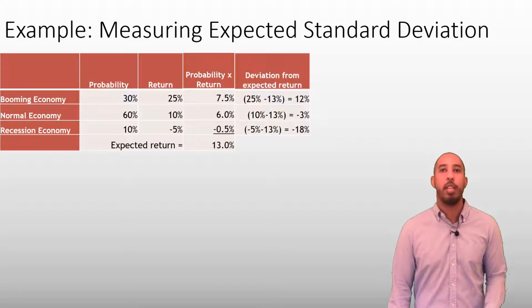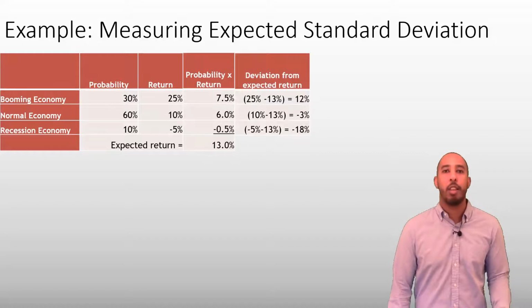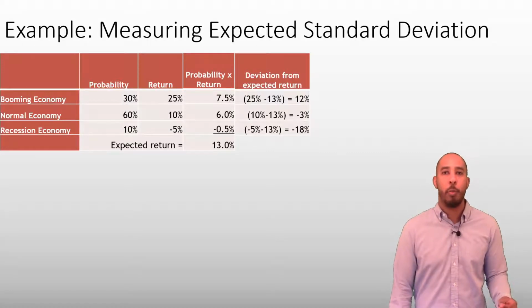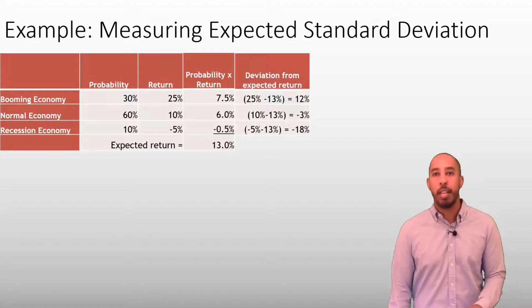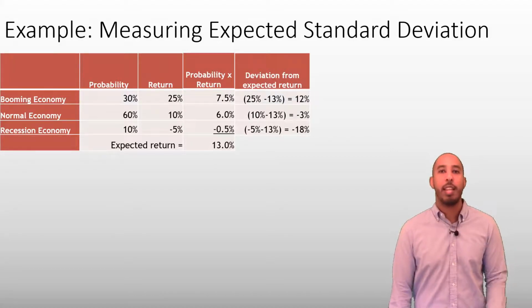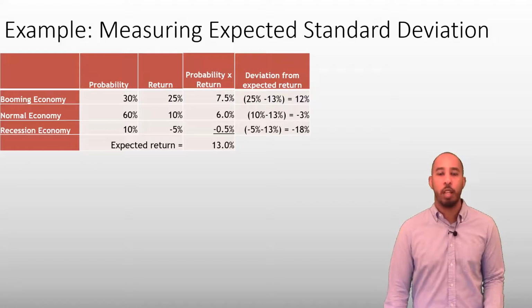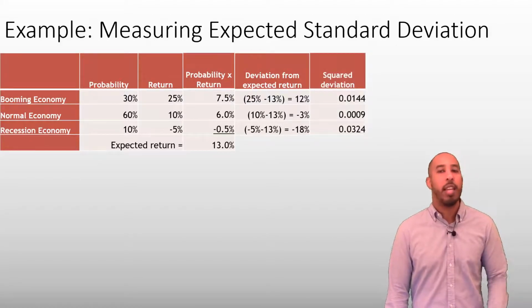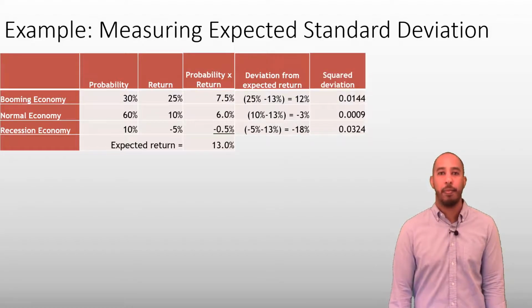So we're going to compute the deviation from expected return, as the 25% return we get in a booming economy minus the 13% expected return. Then the 10% return we get in the normal economy minus the 13% expected return. And lastly, the negative 5% we get in the recession minus the 13% expected return. Next, we'll square each of those deviations from the expected return. So 12% squared, negative 3% squared, and negative 18% squared.